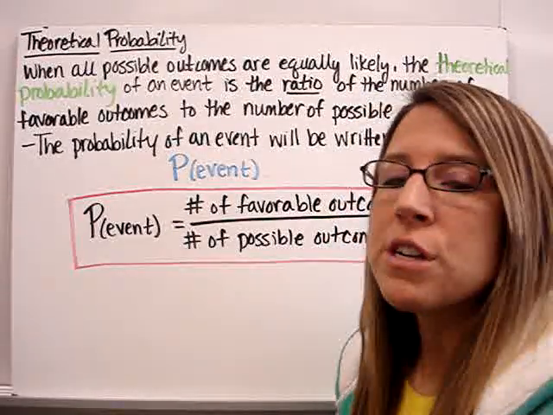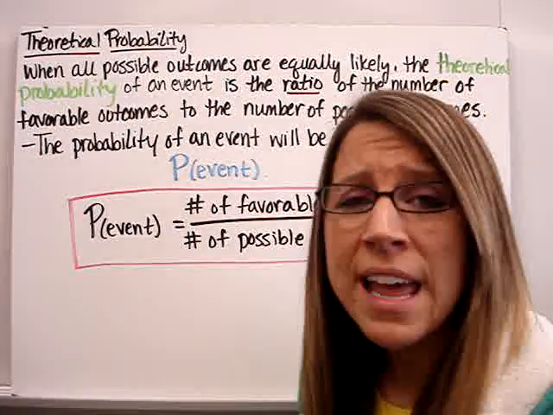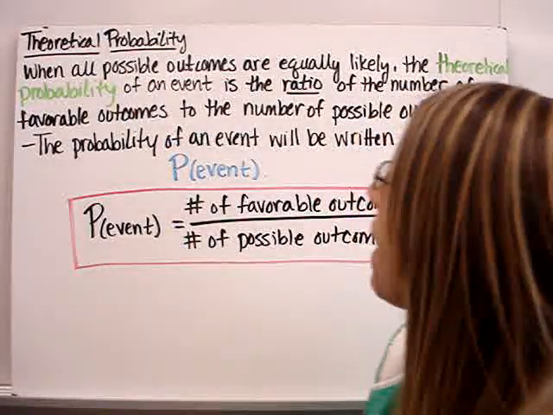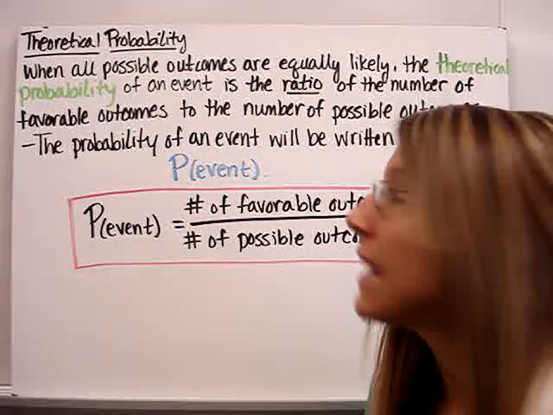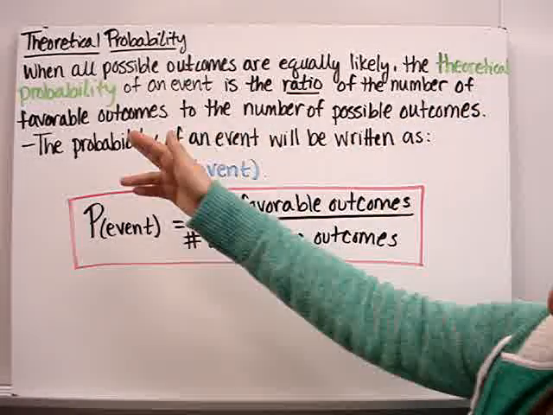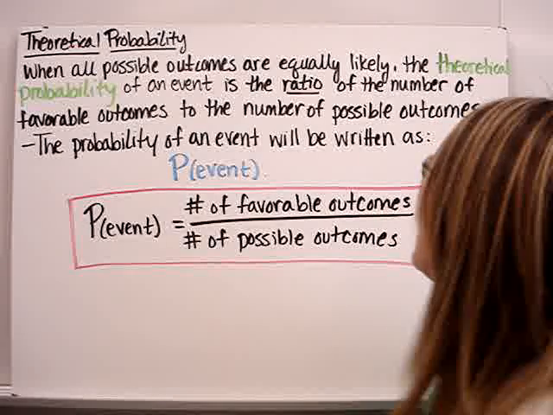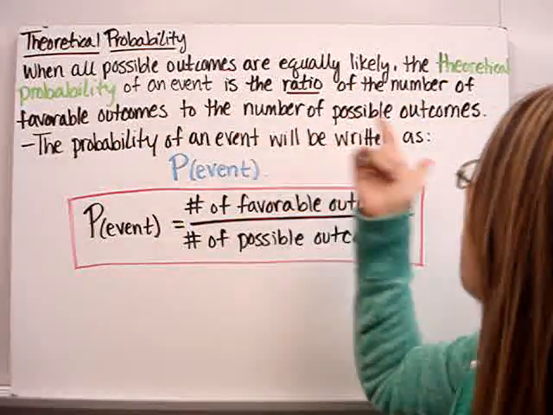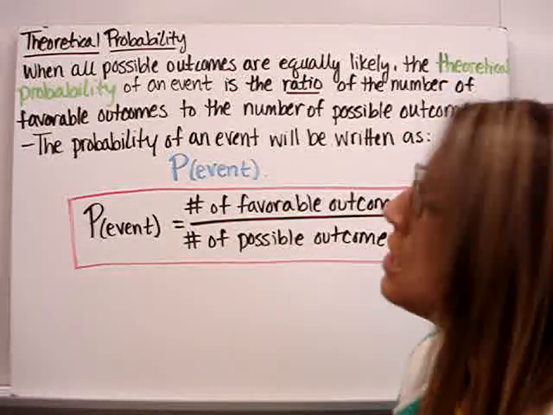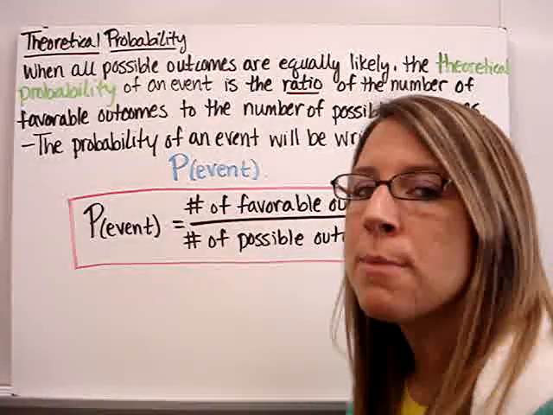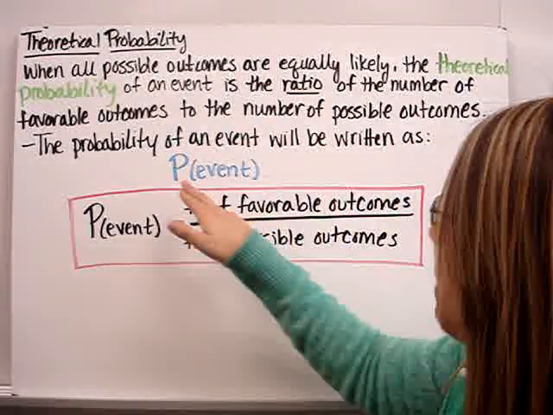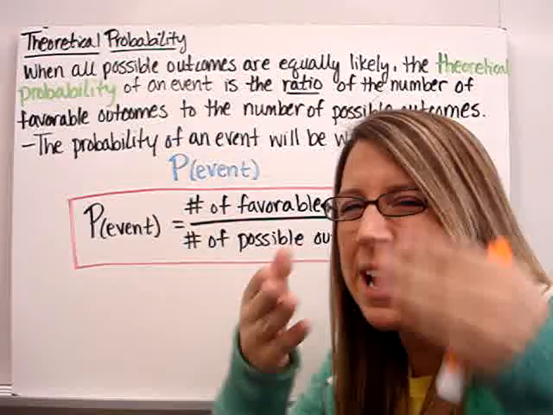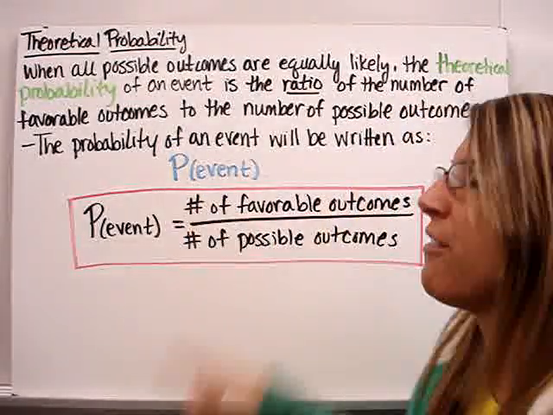Today we're going to talk about the first kind of probability that you can calculate, called theoretical probability. When all possible outcomes are equally likely, the theoretical probability of an event is the ratio of the number of favorable outcomes to the number of possible outcomes. And we're going to write the probability of an event as P sub that event. So that's going to be written smaller in parentheses just so you can keep track of it.